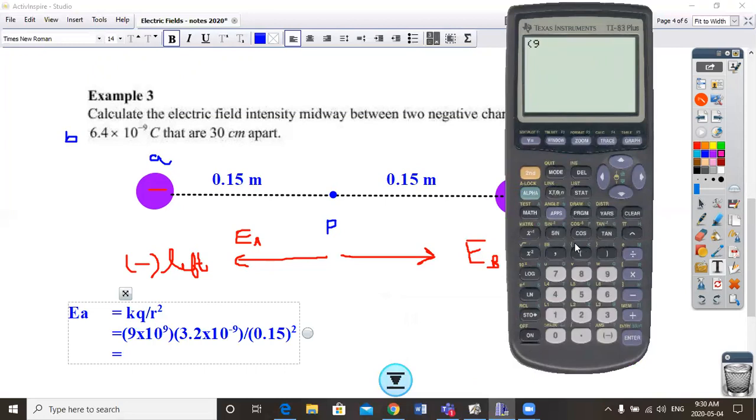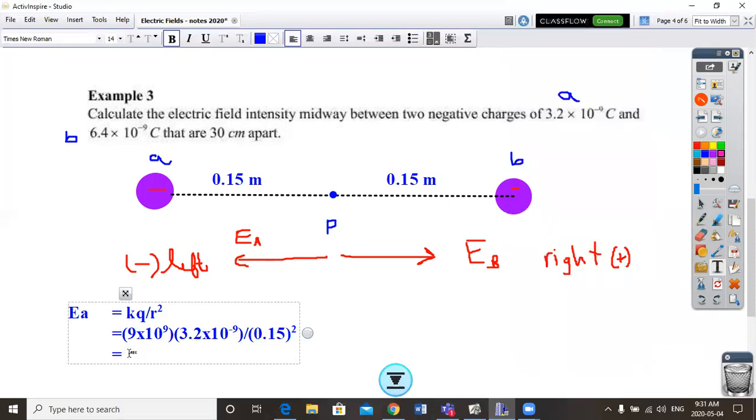So 9 times 10 to the power of 9 times 3.2 times 10 to the power of negative 9, and we divide that by 0.15 squared. We get 1280 newtons per coulomb, and we'll say to the left. So 1280 newtons per coulomb to the left.